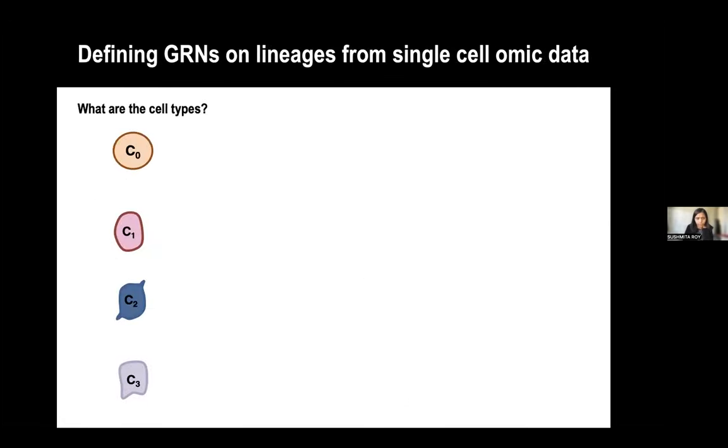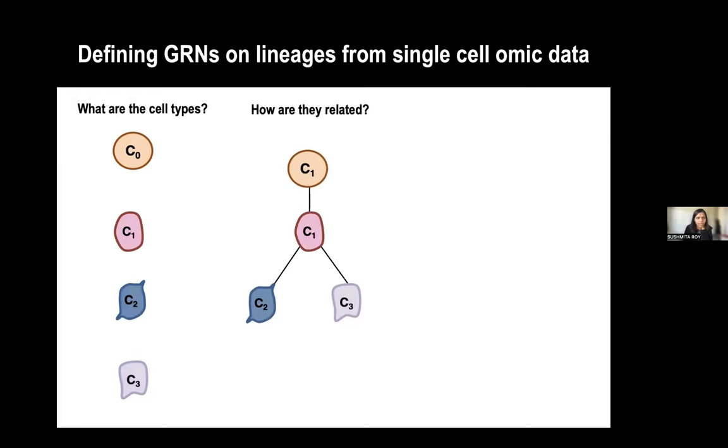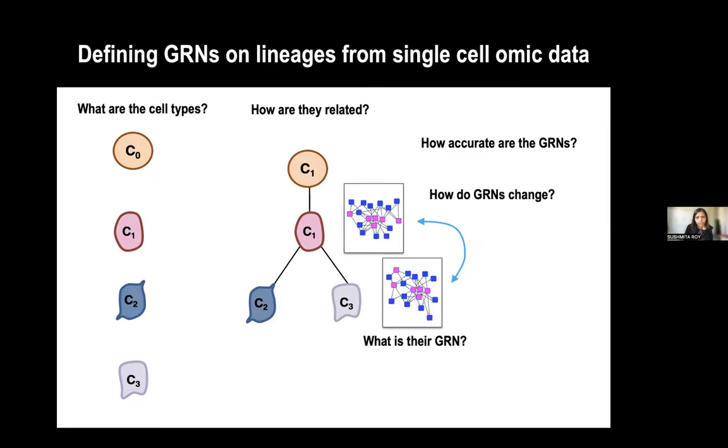So just to keep that in our heads, now coming back to the question of defining GRNs on cell lineages, what are the key questions that we want to address to try to define these GRNs? We are thinking about GRNs for cell fate specification. And so the first question is, what are the cell types? Second question is, how are they related? So what is their lineage structure? And then how do the GRNs change? And then how accurate are the GRNs?